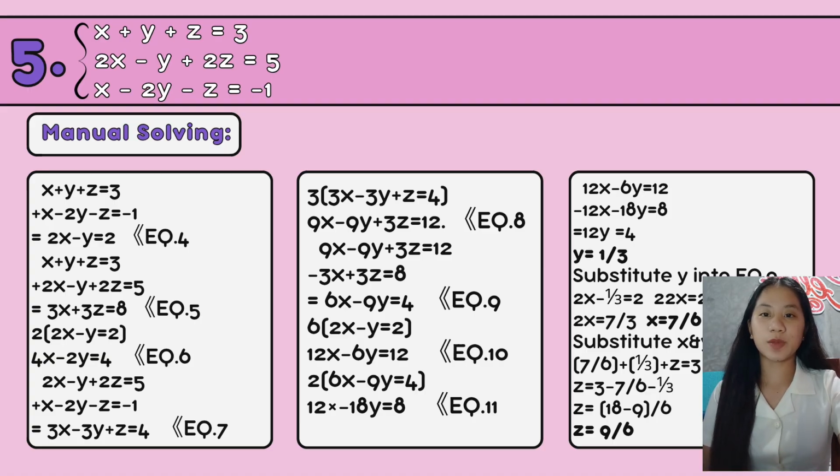Now, we need to substitute the value of y into equation 4 to get the value of x, which is 7 over 6. And then we substitute the values of x and y into equation 1 to get the value of z. So, the value of the variable z is 9 over 6, and in lowest terms, we got the value of z, which is 3 over 2.